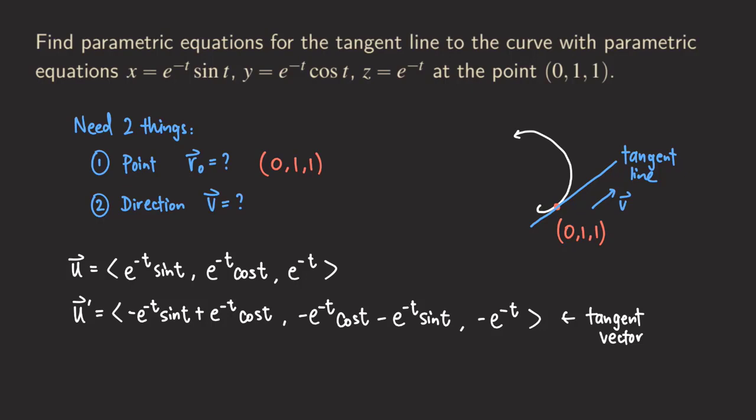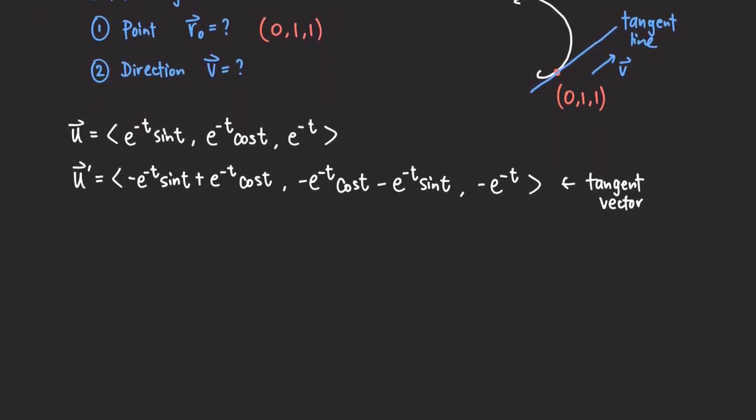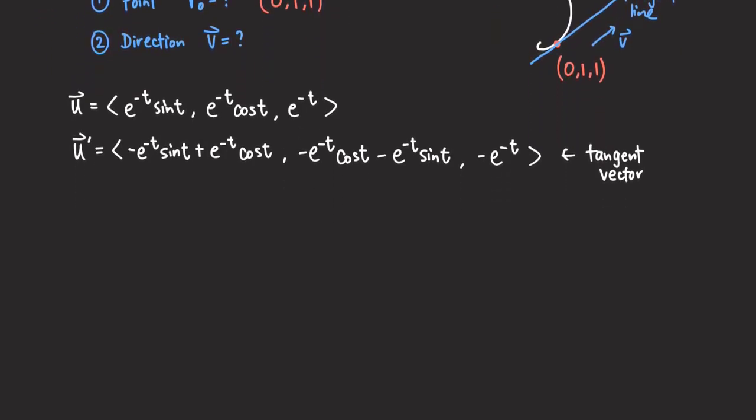Right now we need to think about what t value we plug into those x, y, z that will give us this point. So let's write down the parametric equations first. Let's put this aside for now because we don't have the t value. Now we want to find the point. Next we need to find the t value, so here we find the t that corresponds to the point 0, 1, 1.